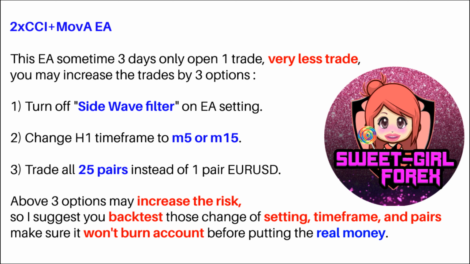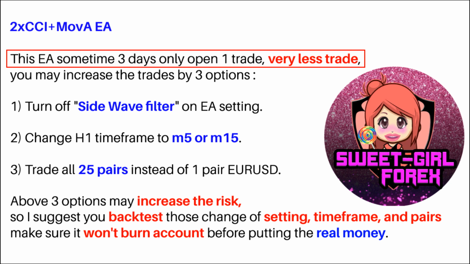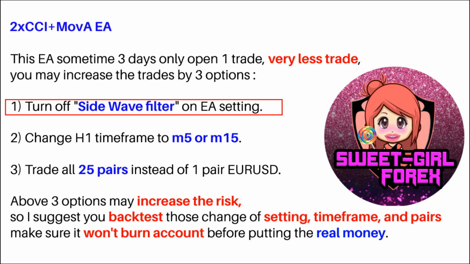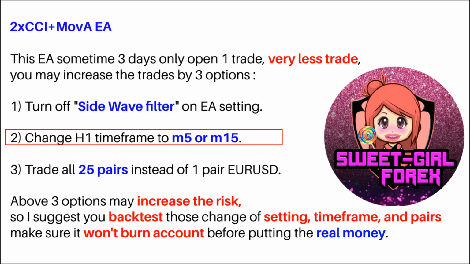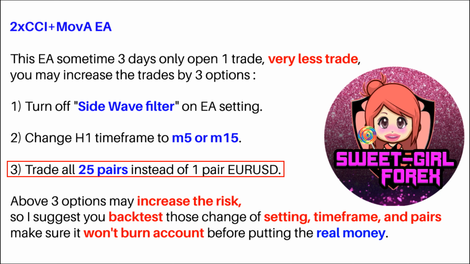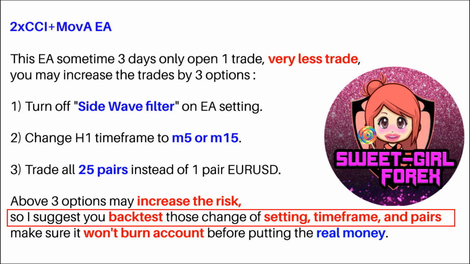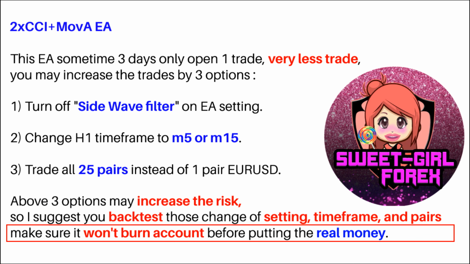Now let's go back to discuss the EACCI plus 2x EMA EA. This EA sometimes opens only one trade in 3 days. Very few trades, so you may increase the trades by 3 options. 1. Turn off the side wave filter in the EA settings. 2. Change the H1 time frame to M5 or M15. 3. Trade all 25 pairs instead of 1 pair. The above 3 options may increase the risk. So I suggest you backtest those changes of settings, time frame, and pairs. Make sure it won't burn the account before putting in real money.